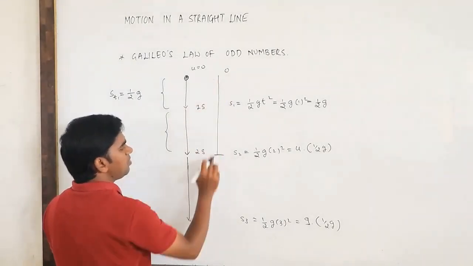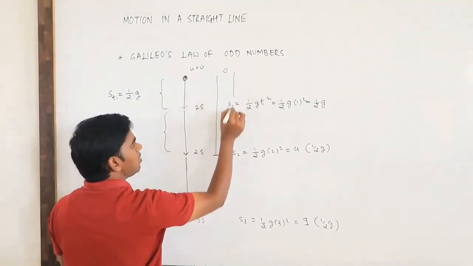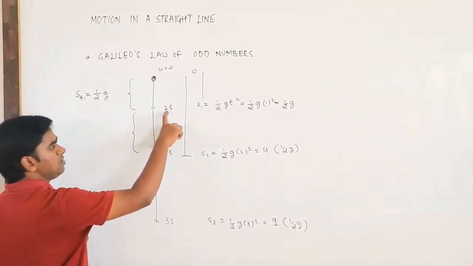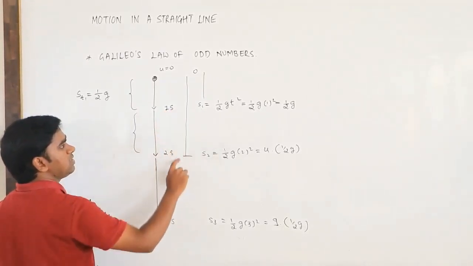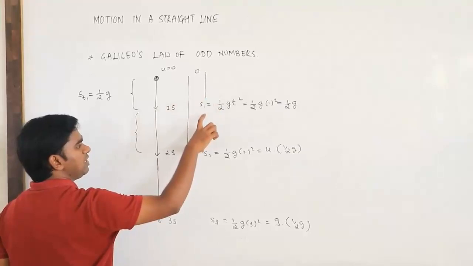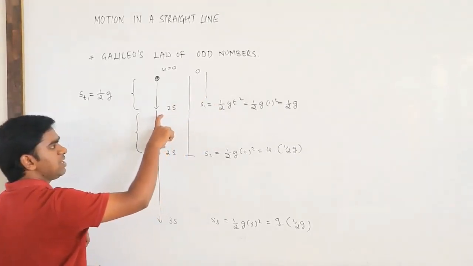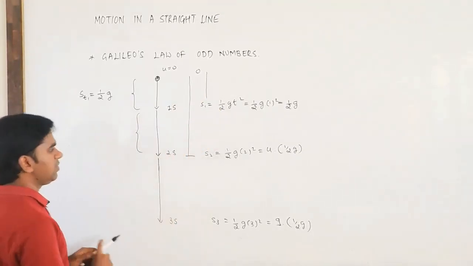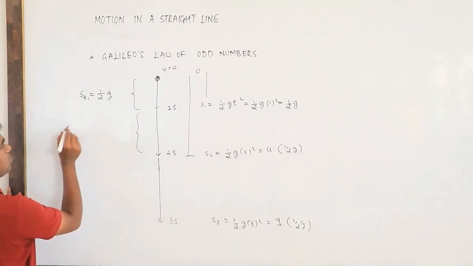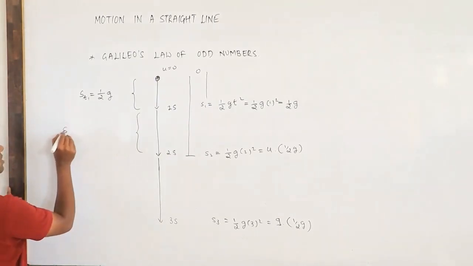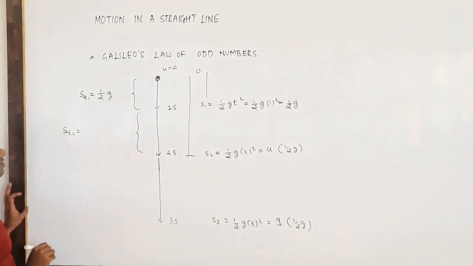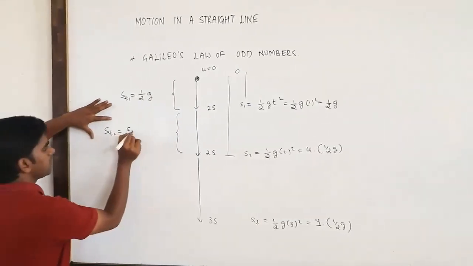From here to here it is S2, and from here to here it is S1. What do you want? You want this, so S2 minus S1 will give the distance traveled in the 2nd second. So the distance traveled in the second second is S2 minus S1.